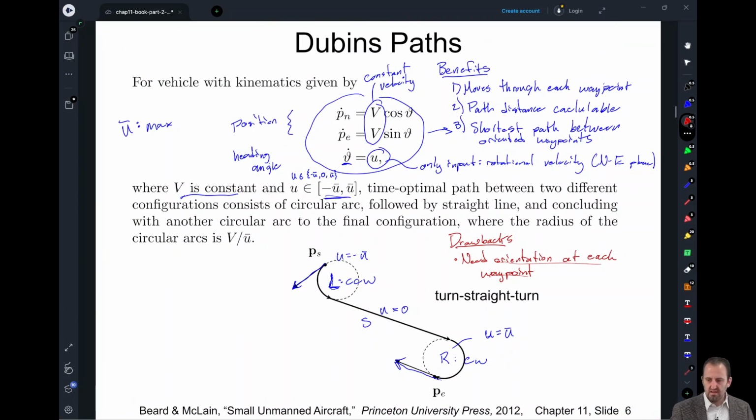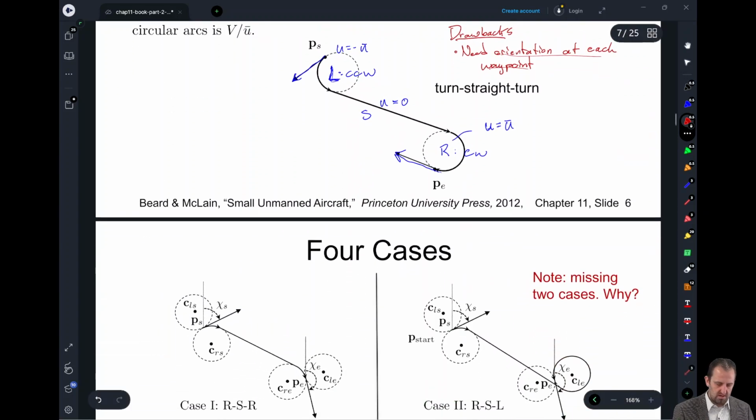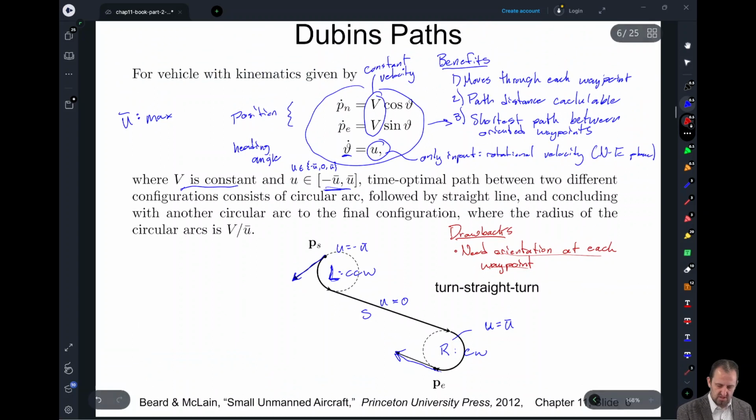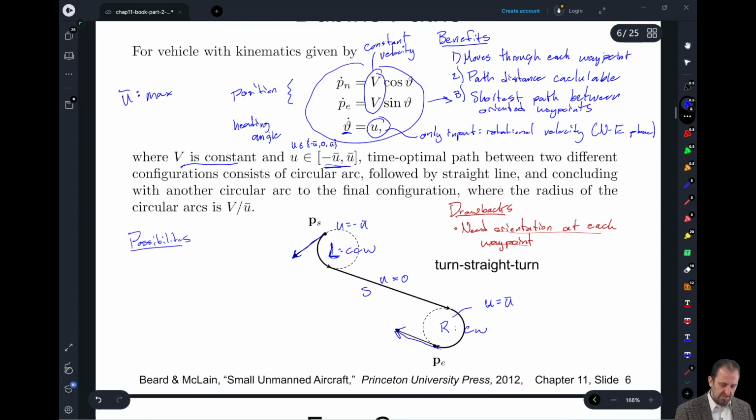Okay, so let me write real quick the different possibilities for a Dubins path. We'll illustrate most of these on the next slide. We can start off like we've shown here: left, straight, right. We could have left, straight, left. We could have right, straight, right. Right, straight, left. So these are all possibilities.